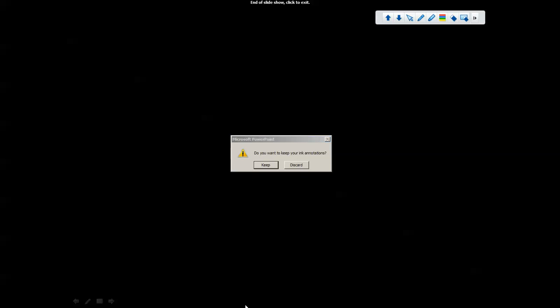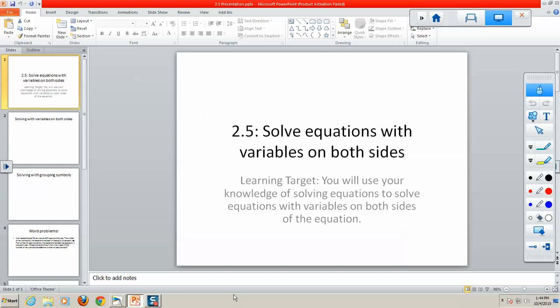And that's it. It's over. Can I write on this page? It's over. Nope, I can't. I can't write on that page. It's mad at me. Alright, let's discard those.